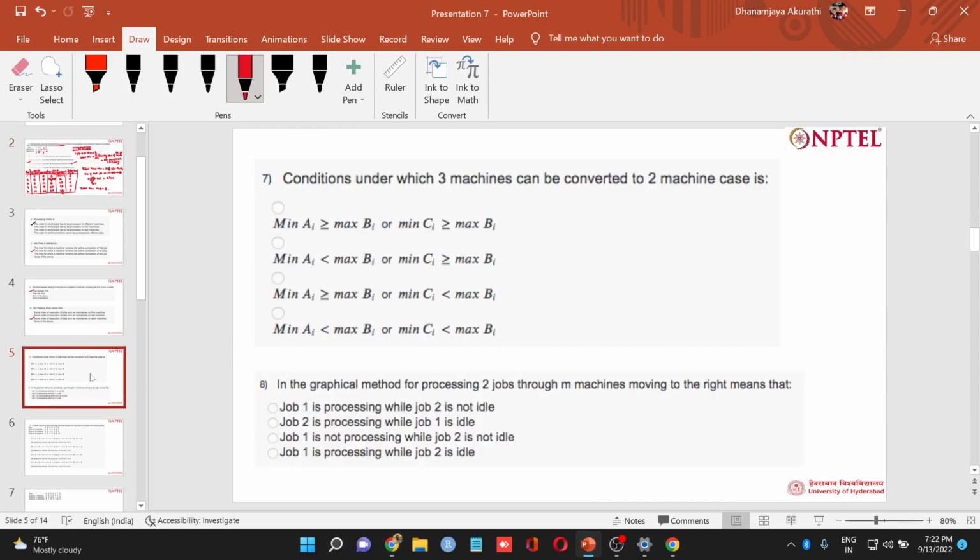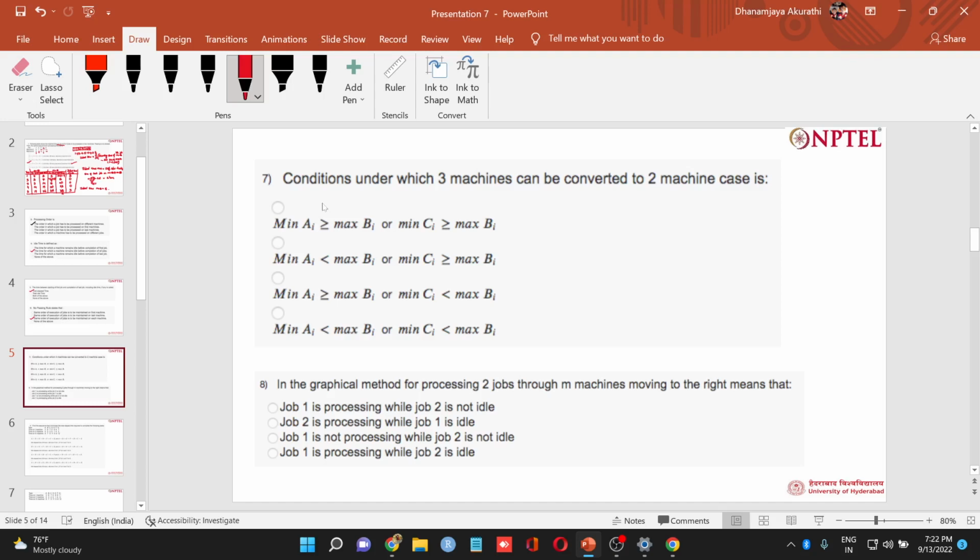And coming to the next question, before we had seen n jobs and 2 missions. Next we see n jobs and 3 missions. There is no specific method to solve n jobs for 3 missions. We only convert the 3 missions case into the 2 missions case. To convert that problem into the 2 missions case, there is a criterion that should be satisfied. Then only can you convert the 3 missions case into 2 missions. Otherwise, we can't solve the problem. Then what is the criterion?